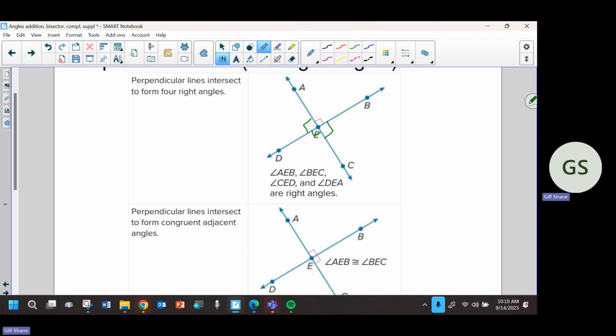When you have a right angle and you divide it, it can be little plus little is big, because we know the big is 90. The big is the right angle, it's 90.